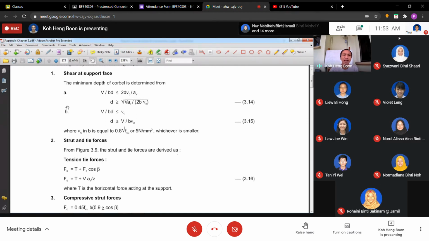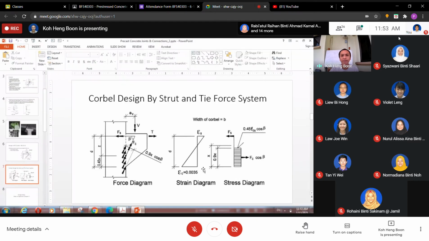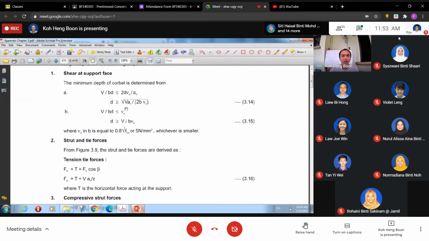But in this case, d is the depth. How to get the depth? You look at here, why do you get 2d over av here? Actually, it's an enhancement because the dimension is very near. v over bd: v is this one, and bd is the dimension, the breadth and the effective depth d. So this is a stress.